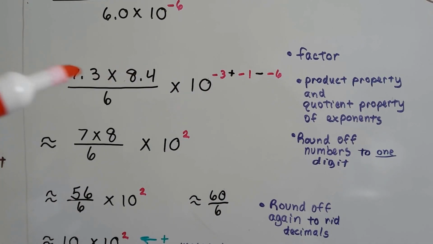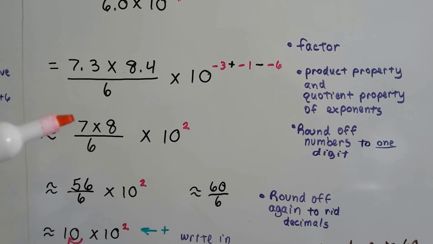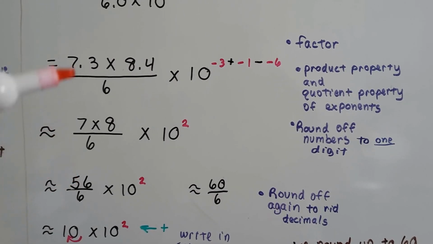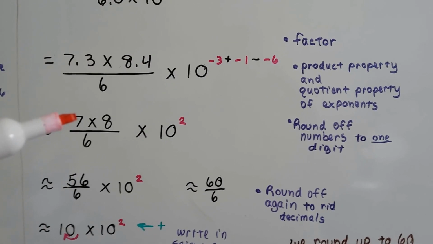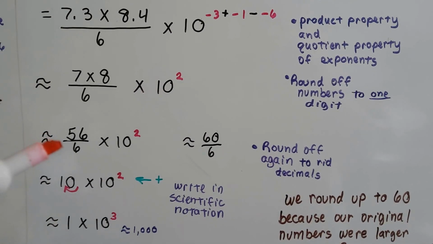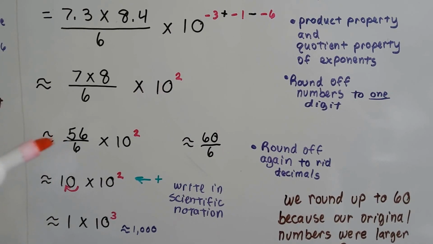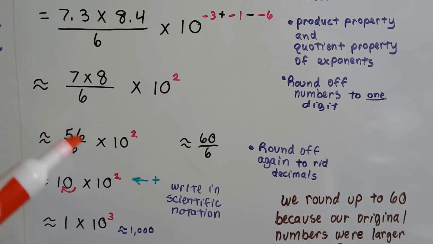We can round these off. 7.3 and 8.4 can round off to 7 times 8, which is 56. But because it's a 0.3 and a 0.4, they're really larger than 7 times 8, aren't they? A little bit larger? So we've got 56 times 10 to the 2nd power as our approximation so far, but we want this to be a whole number.